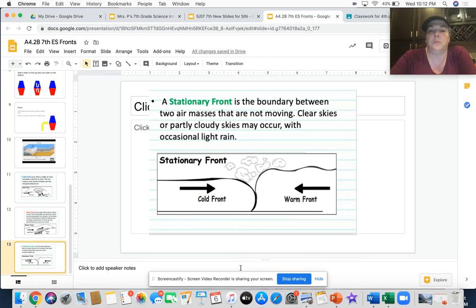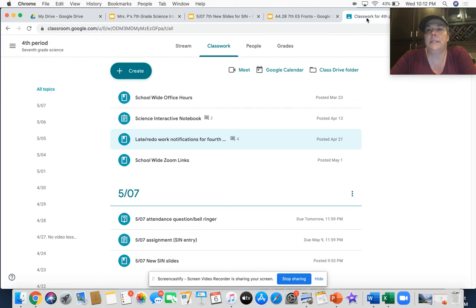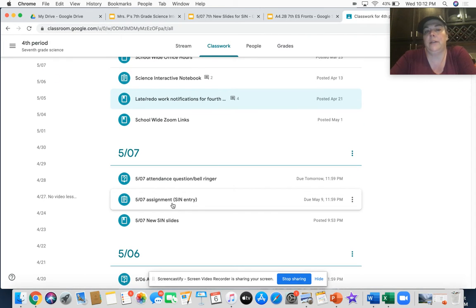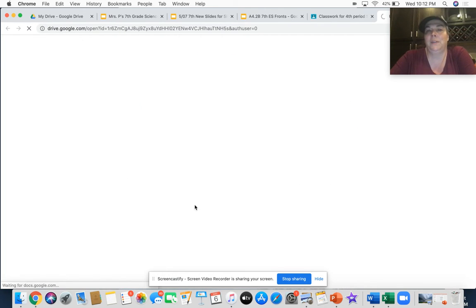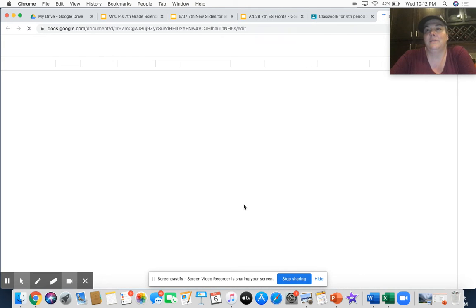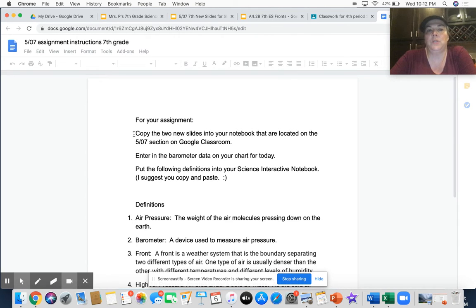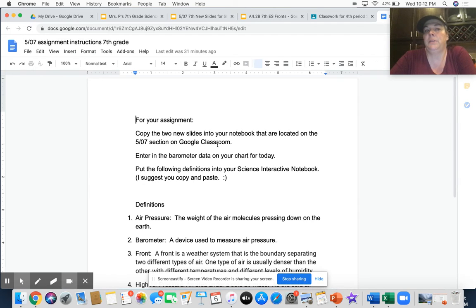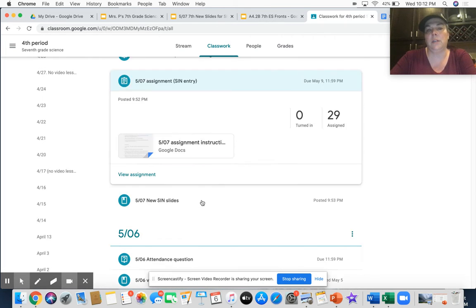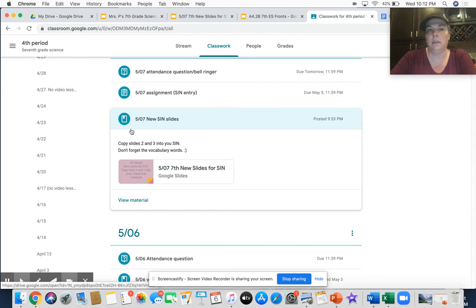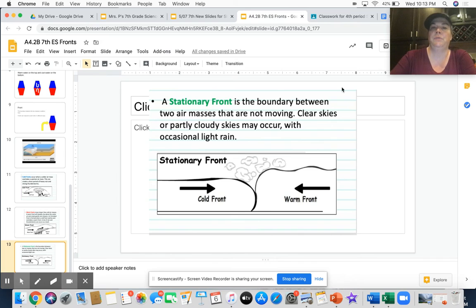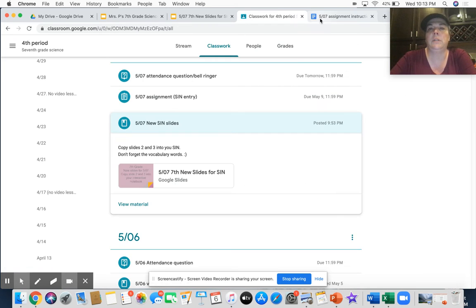All right. So your assignment today, go right here. It says assignment. Okay. Open it up. And what you need to do is on here. So you have 3 things to do. Number 1, copy the 2 new slides into your notebook that are located in the 507 section on Google Classroom. So look right, oh, there they are. And the front cover is pink. Okay. I try and make them different colors so they're easier to find.